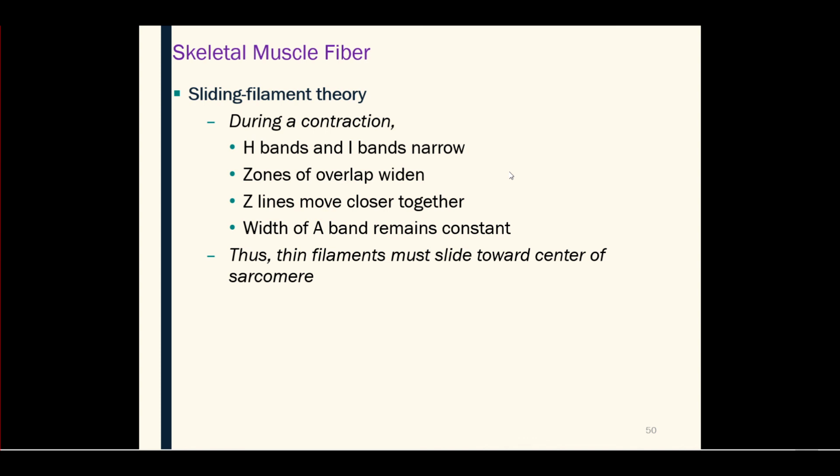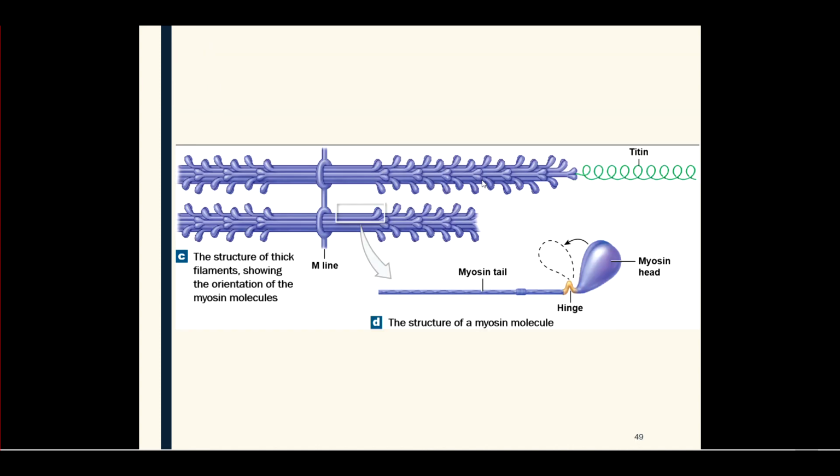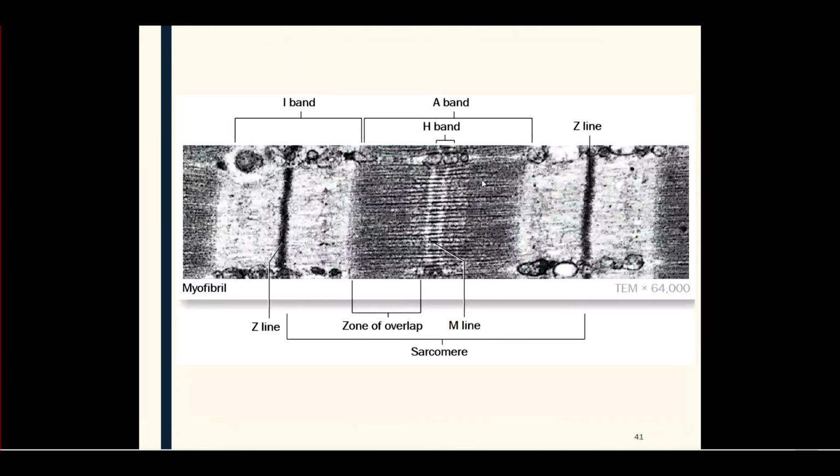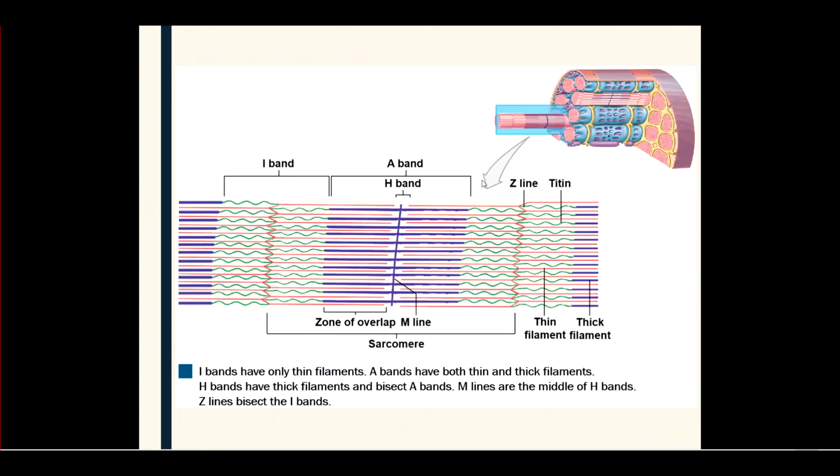So let's see if we could put this all together, right? We know the sarcomere. We know the structure of the thick and the thin filament. What happens during a muscle contraction is this, a muscle fiber contracting, I should say. It's something known as the sliding filament theory. Basically, let me go back to this picture here just to give you an overview.